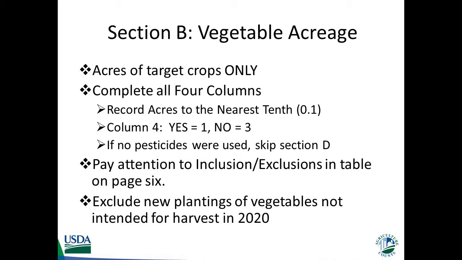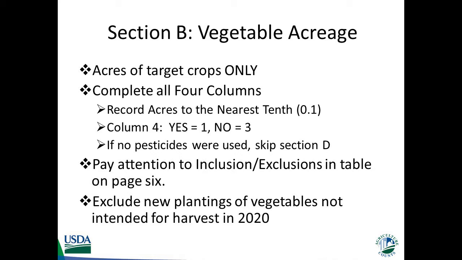A listing of the target crops for each state and their crop codes is listed on page 5 of the paper questionnaire. Each line of the table on page 6 should include one specific crop and all of the acres planted to that crop. All 4 columns need to be filled in for each line in the table, including the crop name, crop code, acres planted to that crop to the nearest tenth of an acre, and whether or not pesticides were applied to that crop.